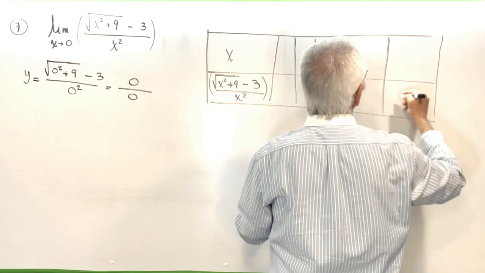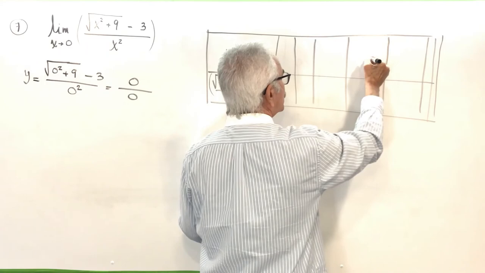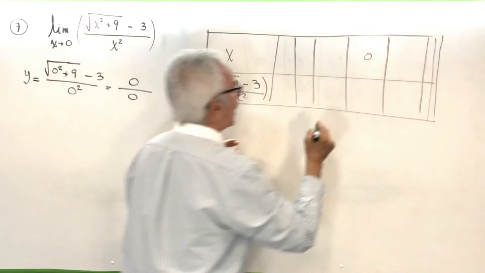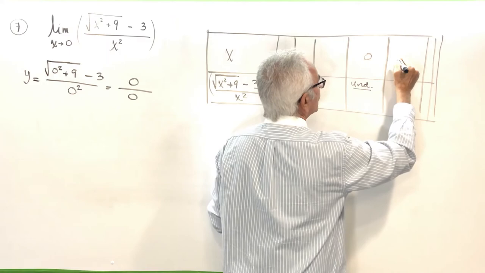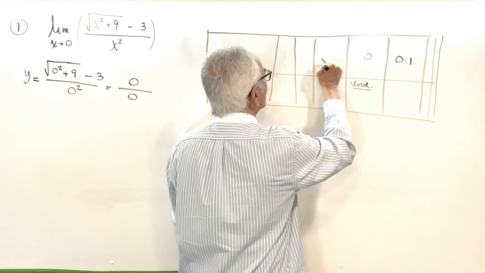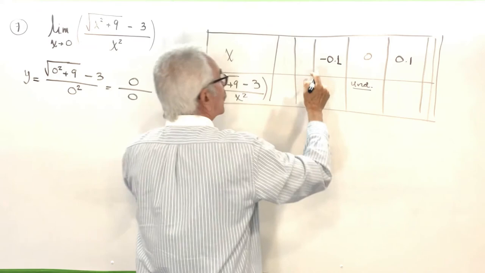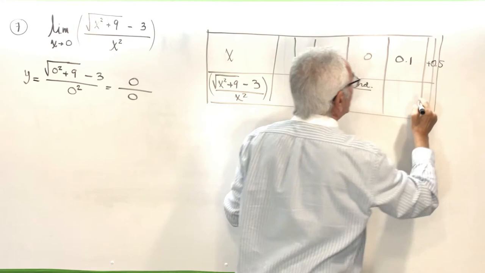Different points. So we are looking at x equals 0, where we know this will be undefined. And now we are approaching, let's consider, somewhere here at 0.1. I am using a not-so-small delta, a larger one, and here minus 0.1. Here could be minus 0.5, here could be plus 0.5, etc., etc.